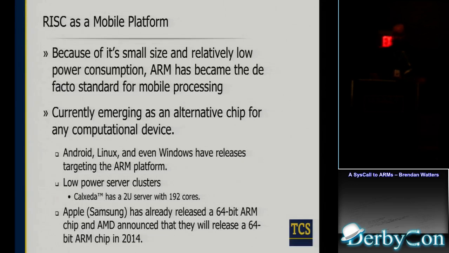And the other thing is it takes up a tiny amount of space. The Calxeda 2U server that they have has 192 cores in a 2U rack space, which is kind of awesome. The only thing that's been keeping it from going further is the fact that up to this point, ARM has been a 32-bit architecture. Everybody keeps talking about releasing 64-bit, and because 32-bit can't address the kind of memory that some servers need, it just hasn't been really popular.